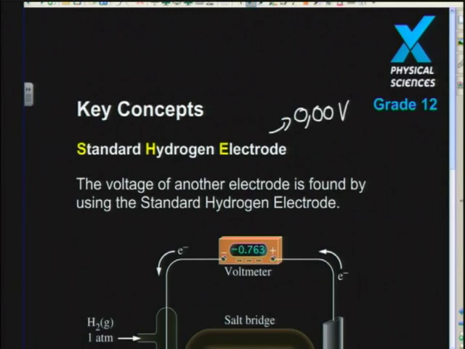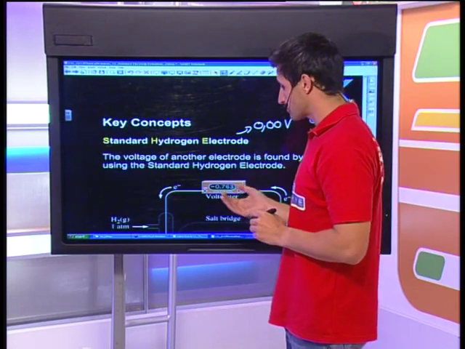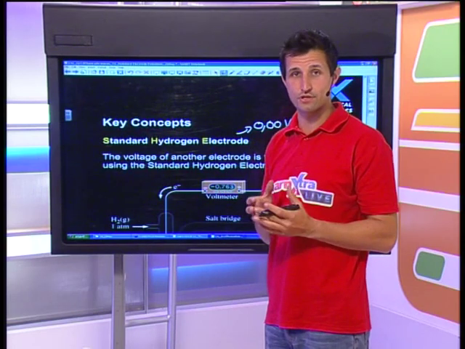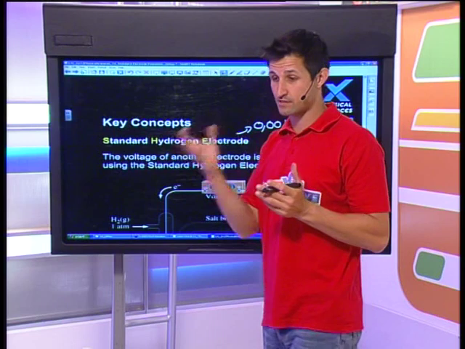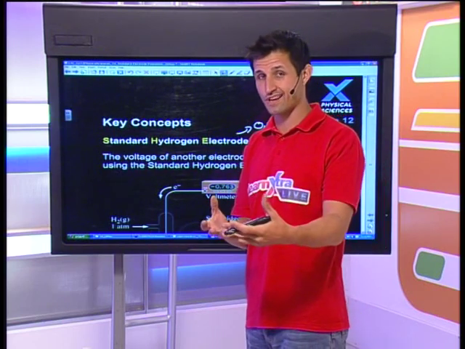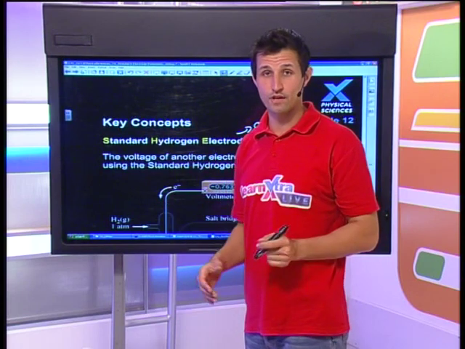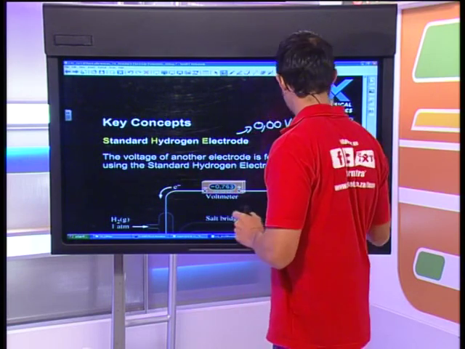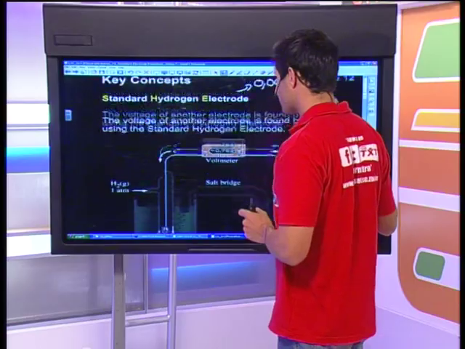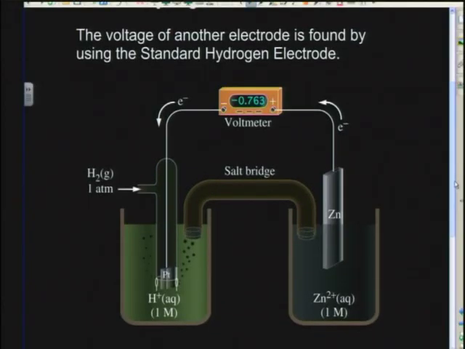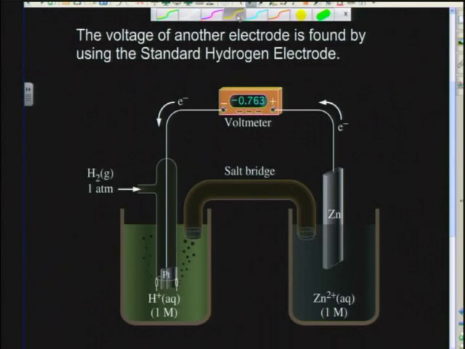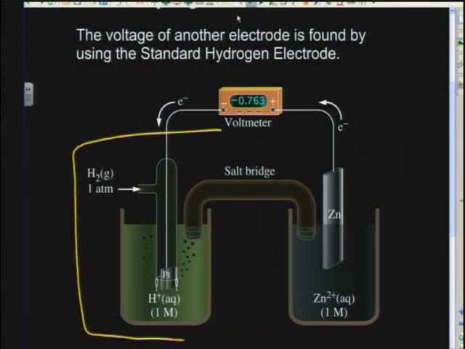Now, let's see how we actually use it. We use it to compare with other unknown mixtures. So if we want to figure out, does zinc want to undergo reduction or oxidation, we don't actually know. All you've got to do is connect it up in a cell with the standard hydrogen electrode. And let me show you what that means. So the picture on your screen at the moment is comparing two reactions. On the left-hand side, I have the standard hydrogen electrode.